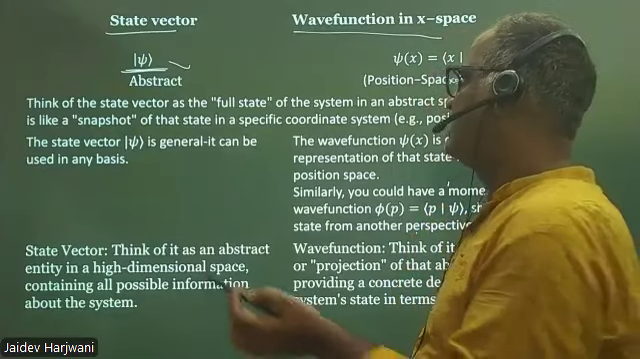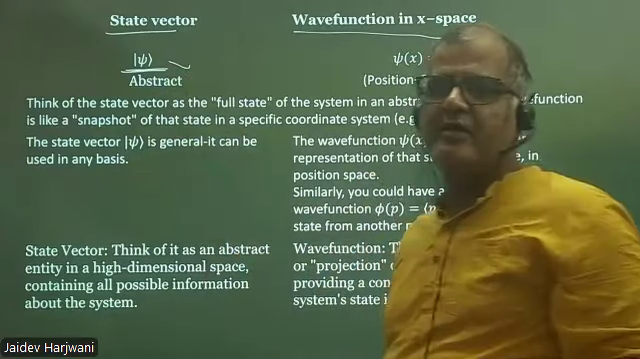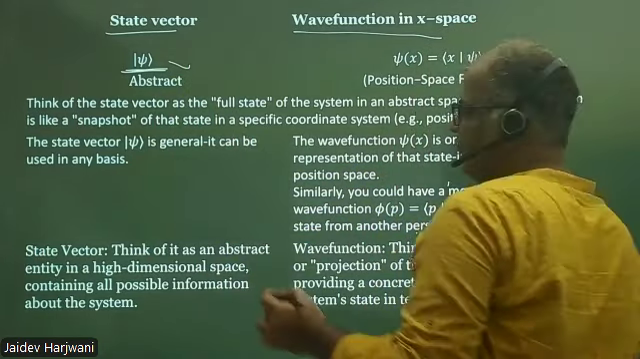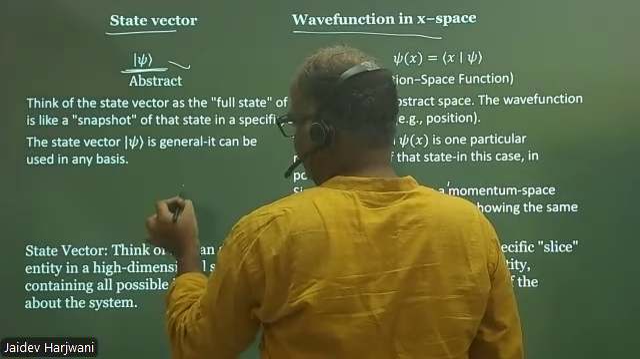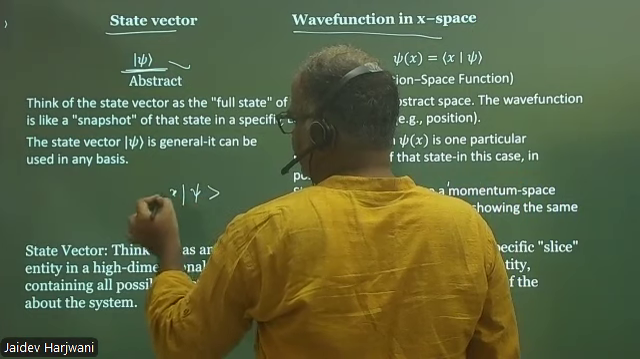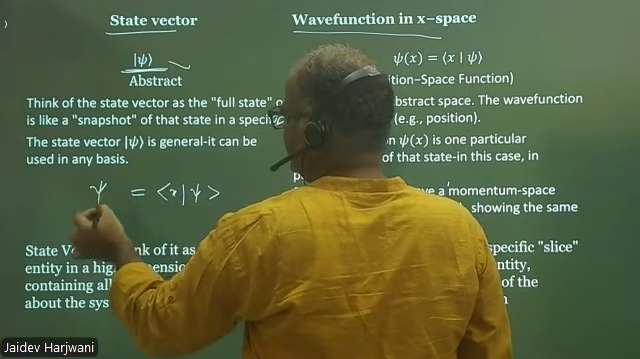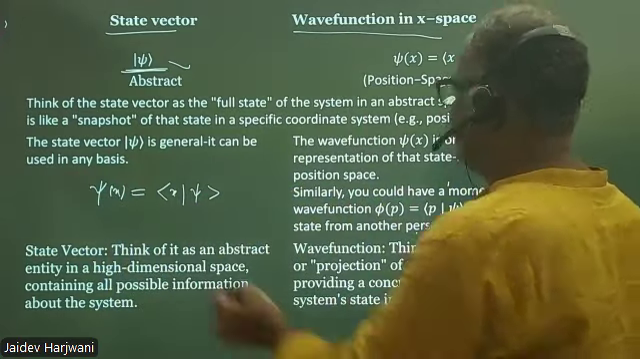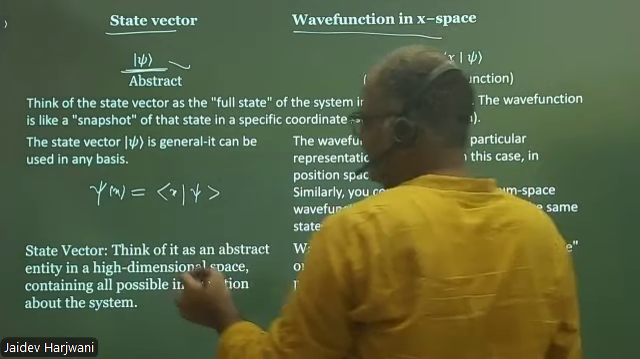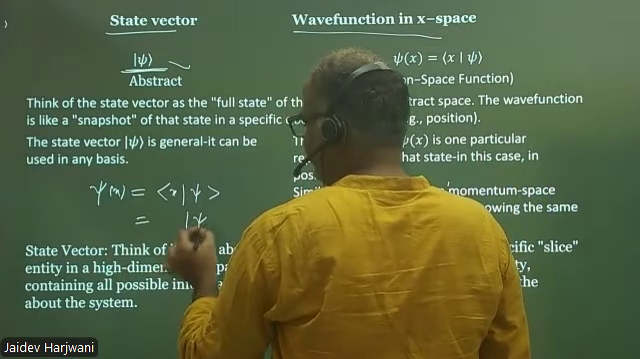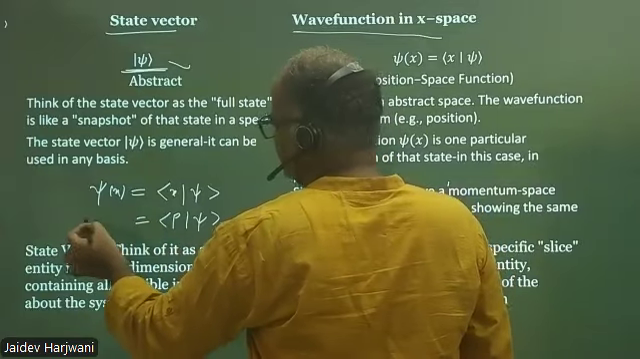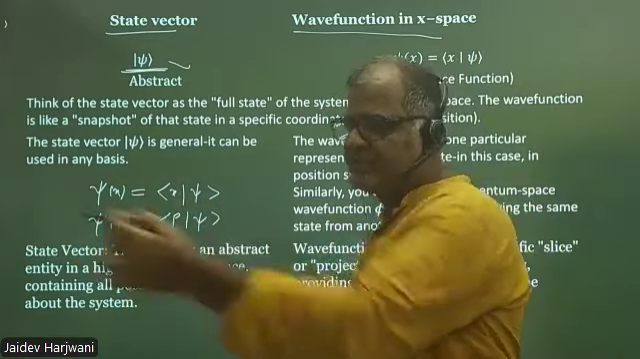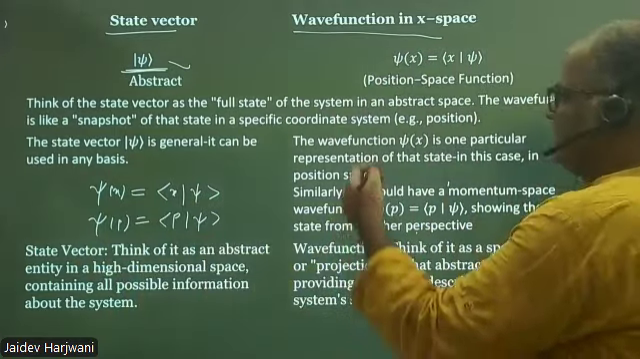Now this state vector can be projected onto different coordinate spaces. For example, if I take the projection of psi on the x-axis, this will give me the wave function in position space. Similarly, if I take the projection of psi on momentum space, this will give me psi of p. Similarly, I can project psi onto a spin space.